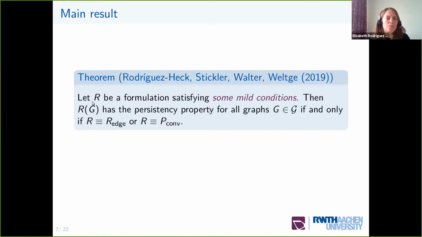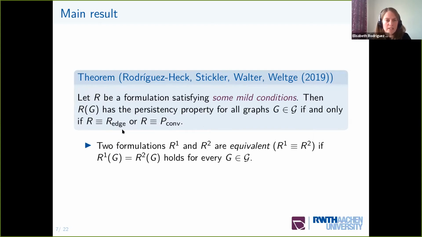We consider a formulation R satisfying some mild conditions that I will detail in a minute. Then R of G, this polytope, has the persistency property for every graph, if and only if R is equivalent to the edge formulation, or if R is equivalent to the formulation giving the convex hull for every graph. So this equivalence here means nothing else than that R of G, the polytope, will be equal to the edge relaxation of G for every graph, and similarly here.